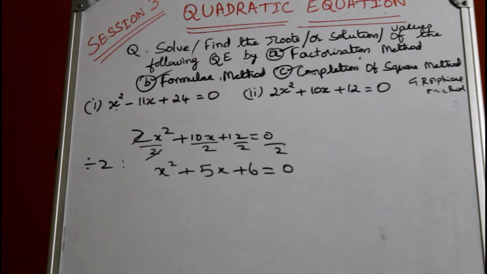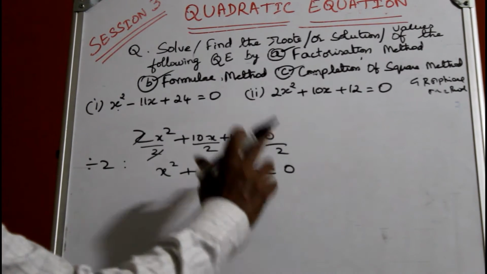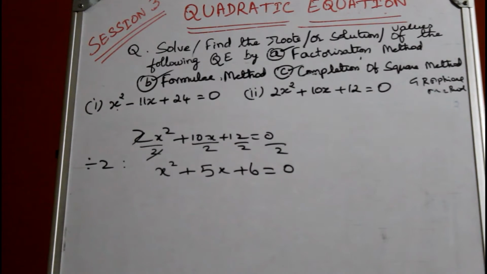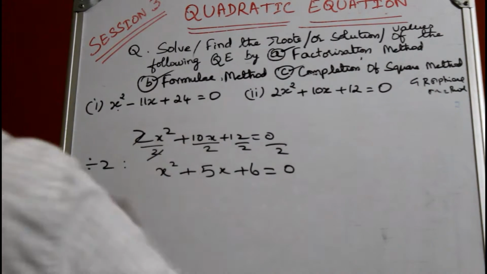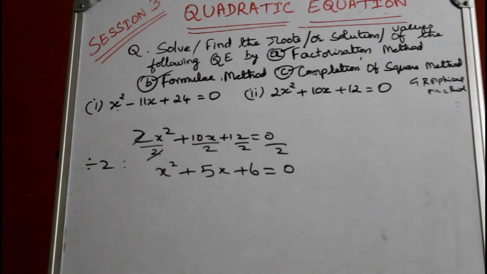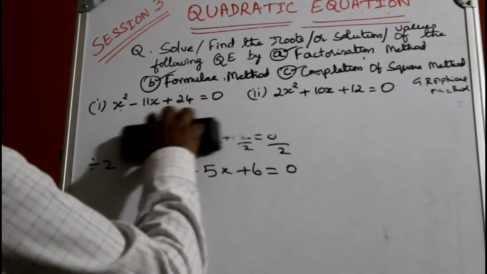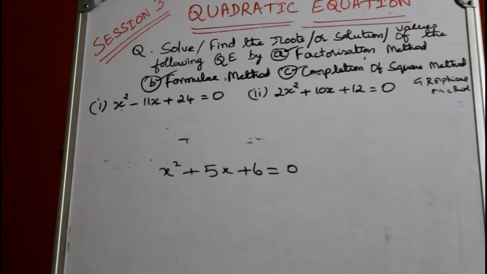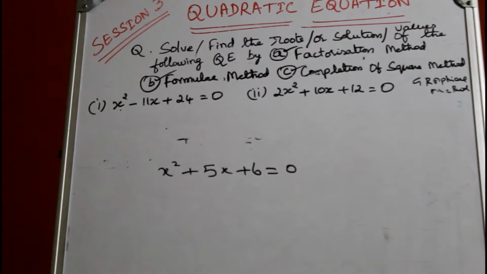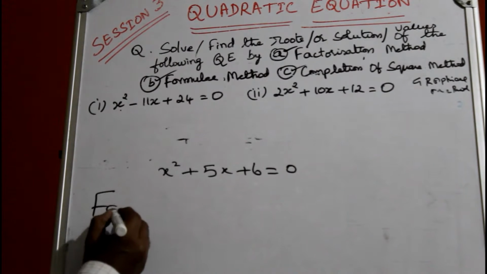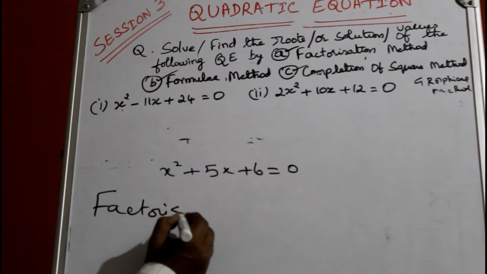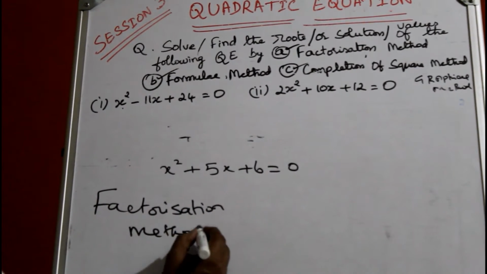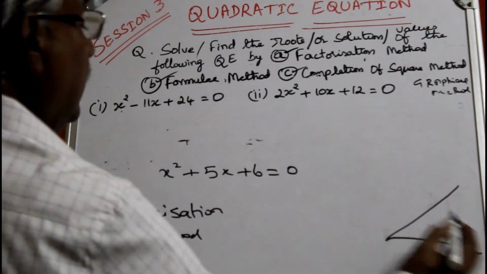So now the equation reduces to x square plus 5x plus 6. So sometimes some numbers will be common, you must divide. Okay, don't forget. So the same equation now reduces to x square plus 5x plus 6 after dividing by 2. Now the first method is called factorization method. In this method, you put a v like this.